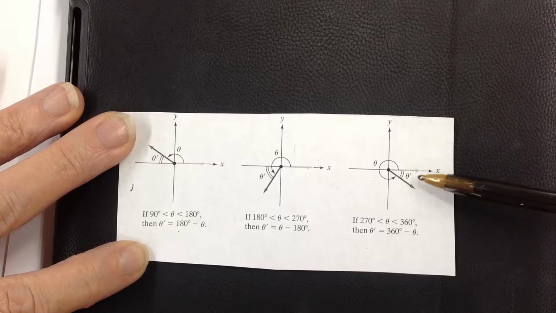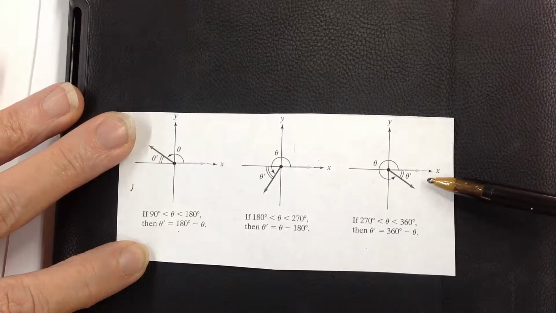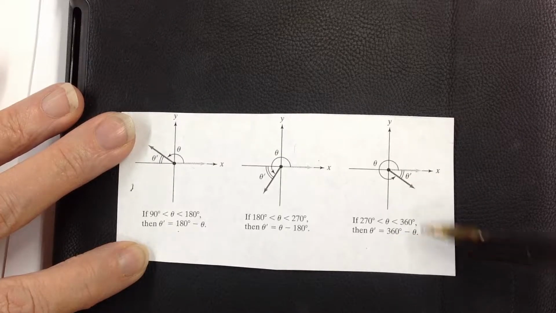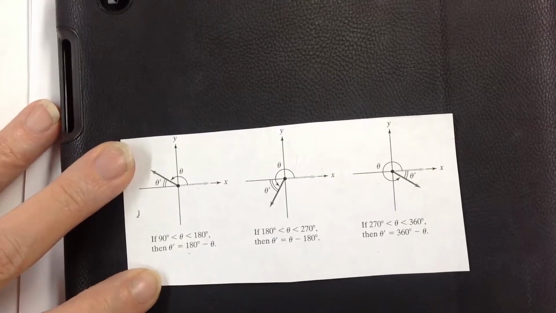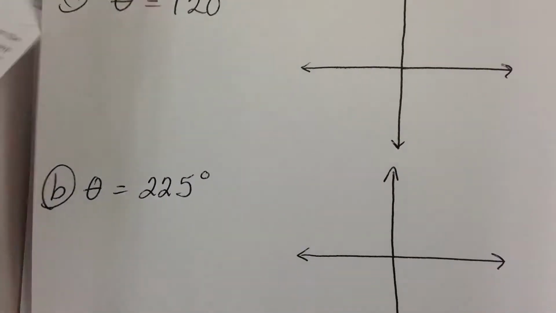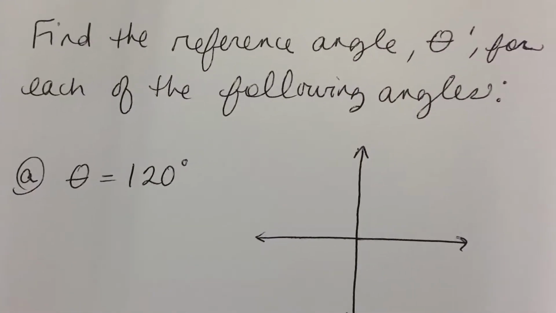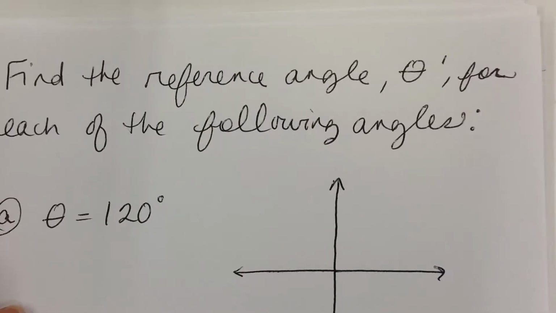And for an angle that is in the fourth quadrant, between 270 and 360, to find theta prime, you must subtract 360 minus theta. Okay? So we're going to use those rules on some examples. Let's look at this first example. Find the reference angle theta prime for each of the following angles.